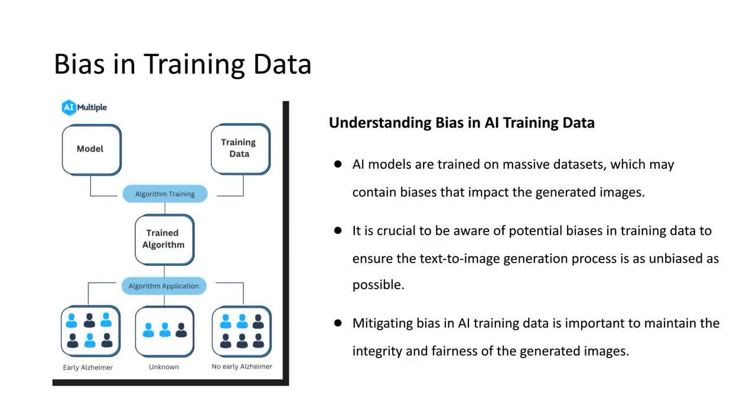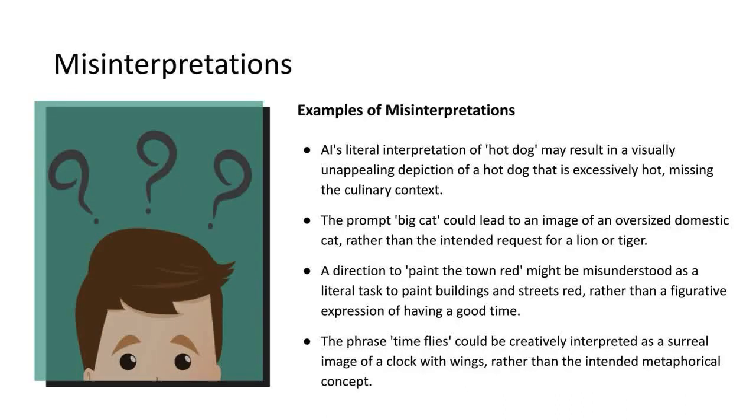Natural language is nuanced, and AI can sometimes take things literally, leading to some interesting misinterpretations. An AI unfamiliar with the concept of hot dogs might focus solely on the word hot and generate an image of a literal dog which is sweating a lot. To avoid this, consider adding details like hot dog on a bun with ketchup and mustard to provide more context.